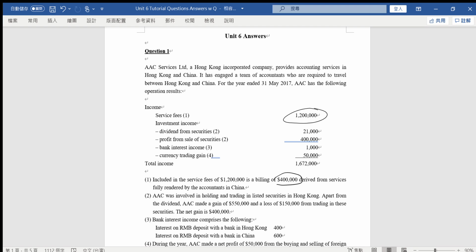Okay, and then the second item will be related to the other investment income. The first one is the dividend from securities, which is related to Note 2. And also the second one will be the profit on the sales of the securities, also related to Note 2. Okay, now we look at Note 2.